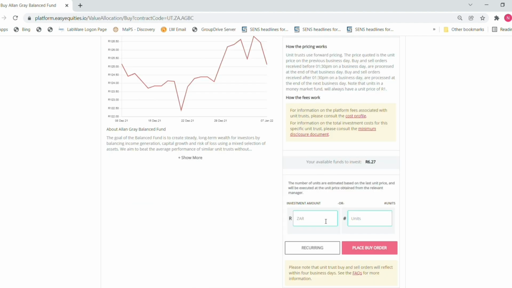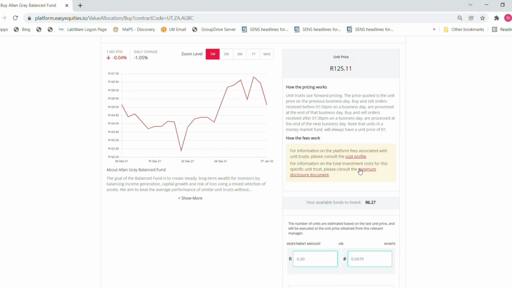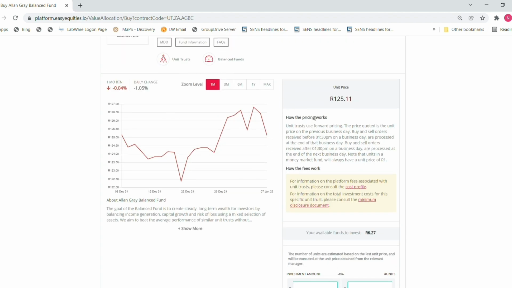You can see that if I type in 6 Rand, there's no buy now button. It says place buy order. And why is that? This is because it says how the pricing works. Unit trusts use forward pricing. The price quoted is the unit trust price on the previous business day.